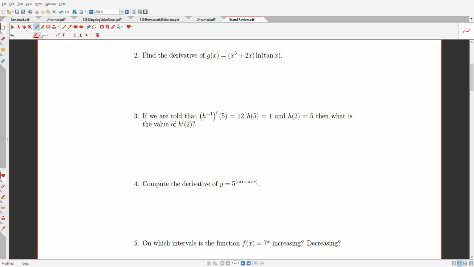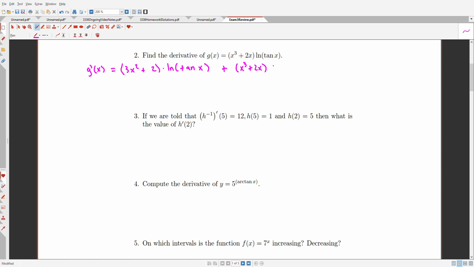For question 2, we're being asked to find the derivative of this function. So g prime of x, we're going to use the product rule. The derivative of the first term is 3x squared plus 2. We leave the second term alone. And then we leave the first term alone and take the derivative of the second term.